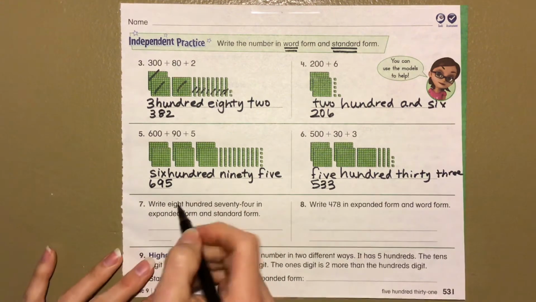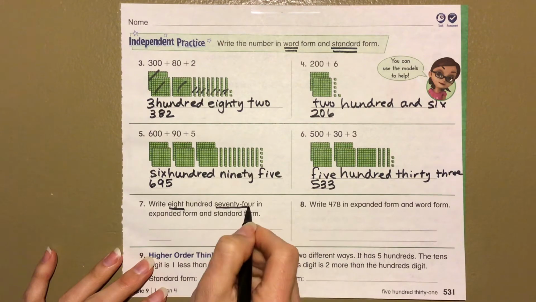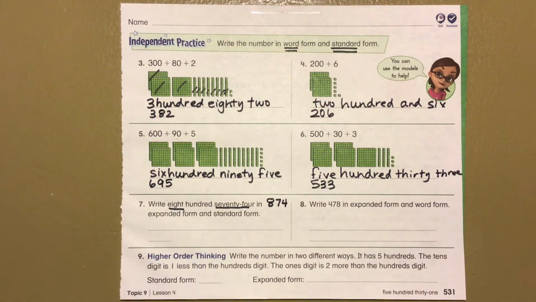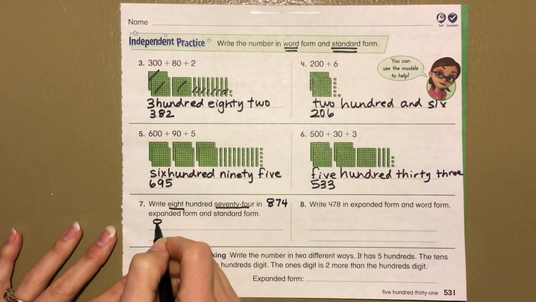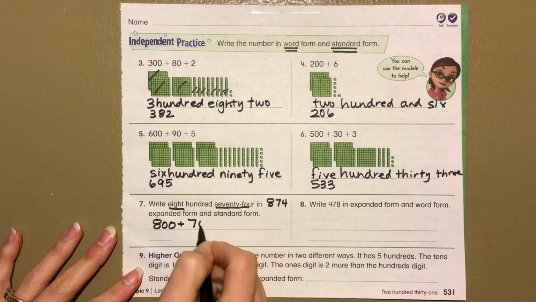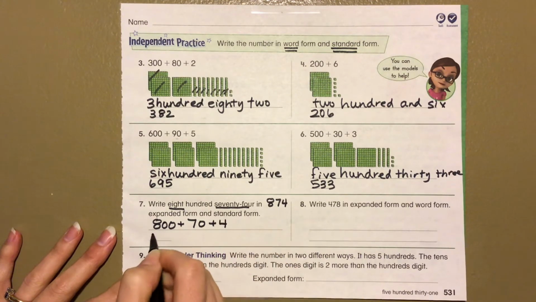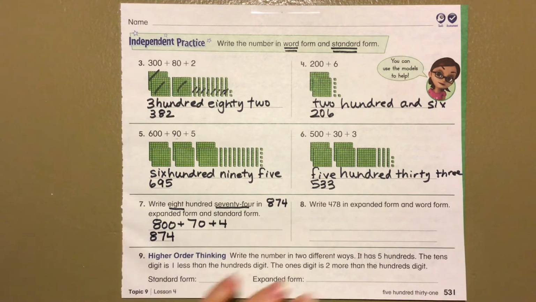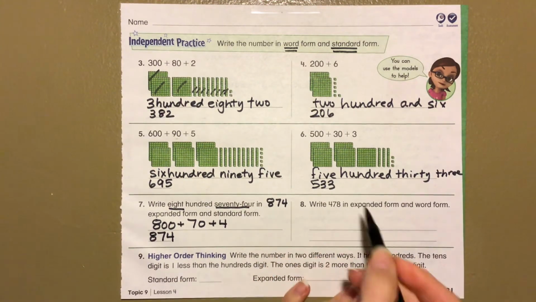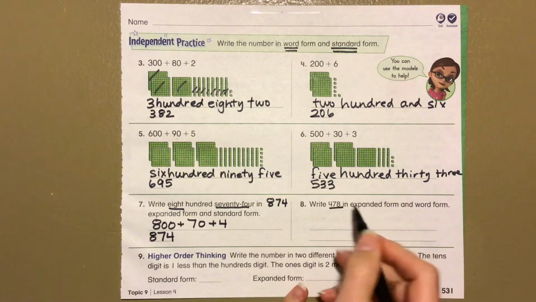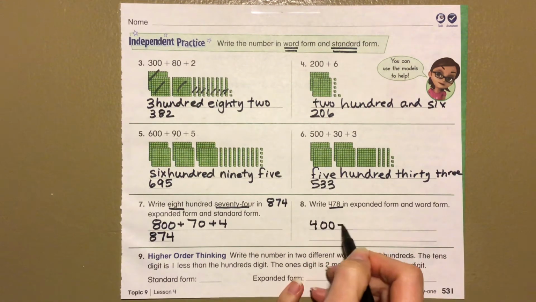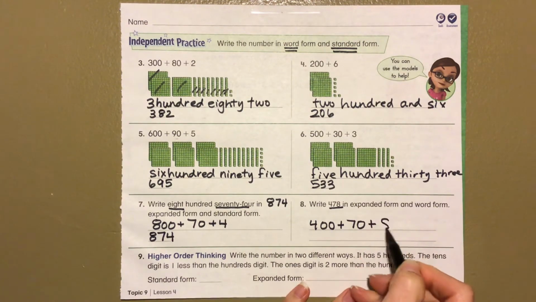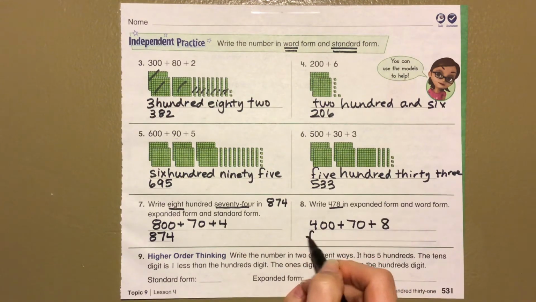It says, write 874. So 874 in expanded form and standard form. So remember, expanded form is 800 plus 70 plus 4. And our standard form is just the number 874. We're going to do the same thing over here. Expanded form and word form for 478. So expanded form is going to be 400 plus what? 70 plus what? 8. And then the word form is going to be 478.